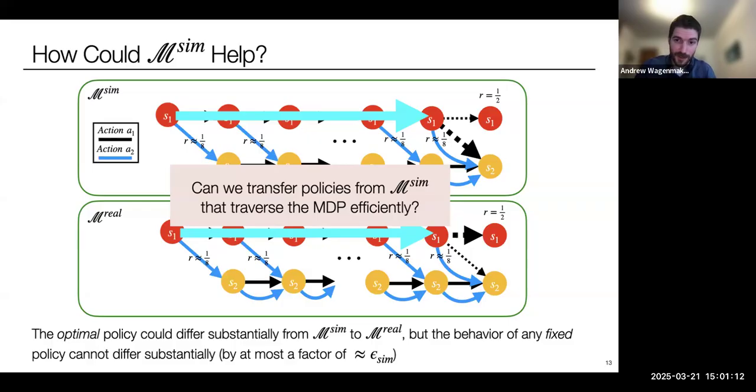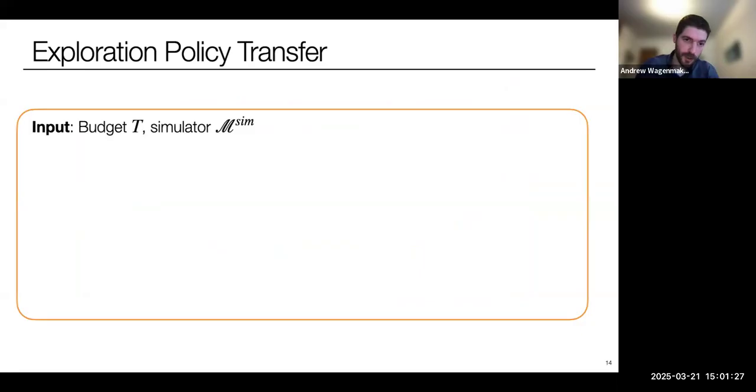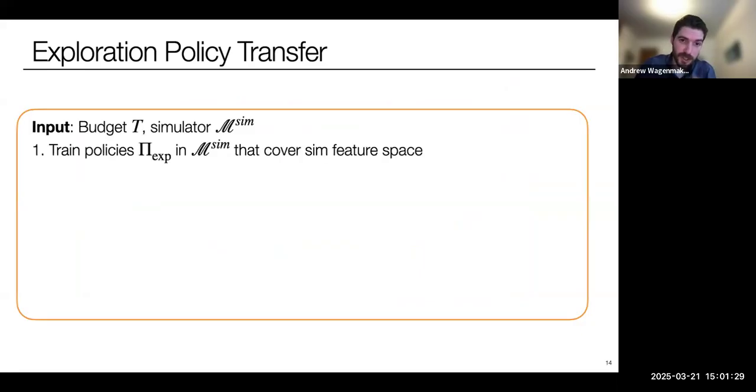So the question then is, is this more general? We showed that naively transferring the optimal policy from sim to real doesn't work, but does something like this work? Does transferring a high coverage policy work? And so we're going to propose the following algorithm, which does just this. It'll train some set of policies, which I call pi_exp. These policies are not optimal in sim, but they simply cover the feature space in sim. They're getting high state coverage in sim.